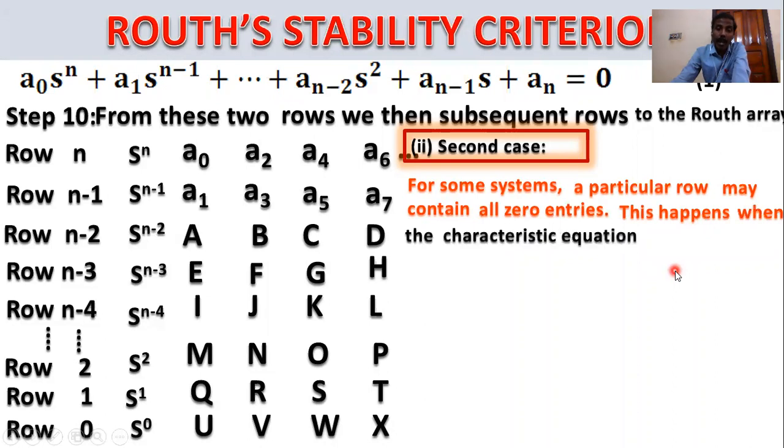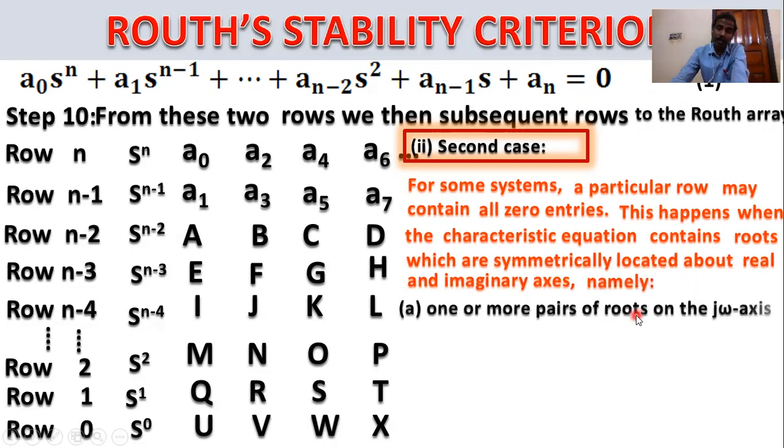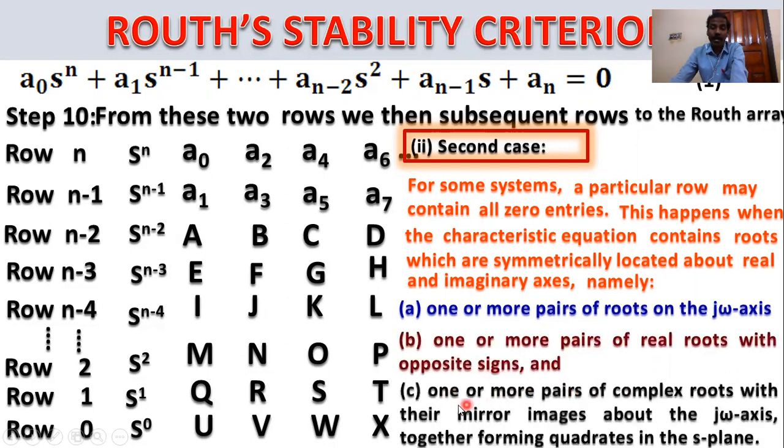This happens when the characteristic equation contains roots which are symmetrically located about the real and imaginary axes, namely one or more pairs of roots on the j omega axis, one or more pairs of real roots with opposite sign, and one or more pairs of complex roots with their mirror images about the j omega axis, forming quadrants in the S plane. So this is the second condition.